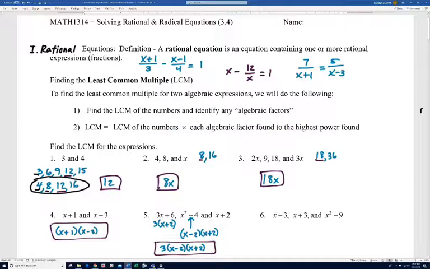All right, so on number 6, again, you may want to try it and then watch the video. Now you might be tempted here to multiply x minus 3 times x plus 3 times x squared minus 9. But in fact, doesn't x squared minus 9 factor? That's a difference of squares. We can write that as x minus 3 times x plus 3. So in fact, we only have two algebraic factors here, x minus 3 and x plus 3, and the product of those makes our LCM. All right, let's move on to the next slide.